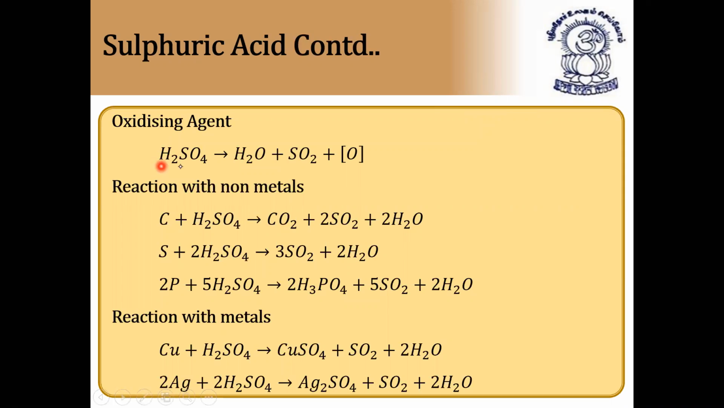As an oxidizing agent, sulfuric acid dissociates to form water, sulfur dioxide, and nascent oxygen. This nascent oxygen is highly reactive. It oxidizes carbon to carbon dioxide, sulfur to sulfur dioxide, phosphorus to phosphoric acid. In reactions with metals, copper changes to copper sulfate, silver changes to silver sulfate, because these are all redox reactions, showing the oxidizing nature of sulfuric acid.